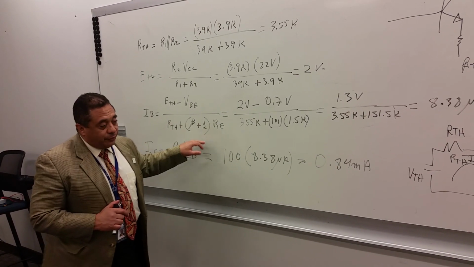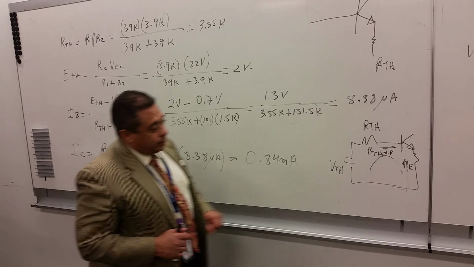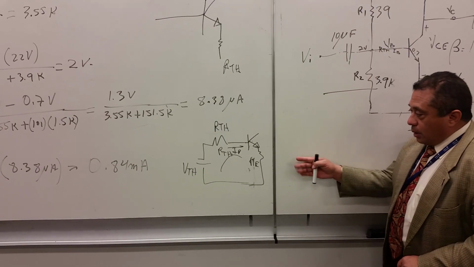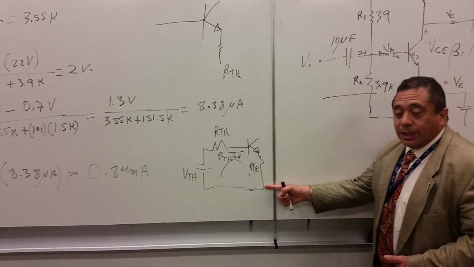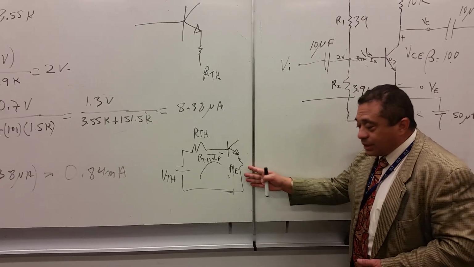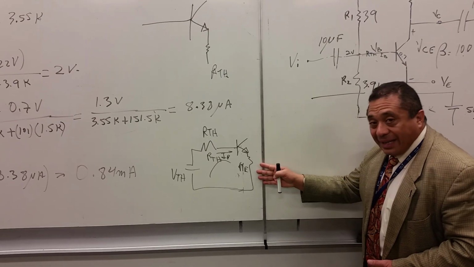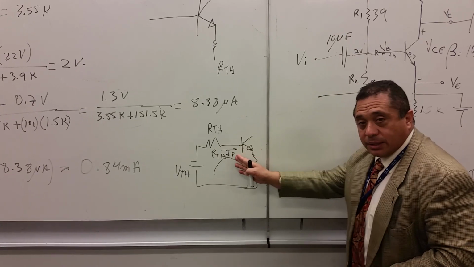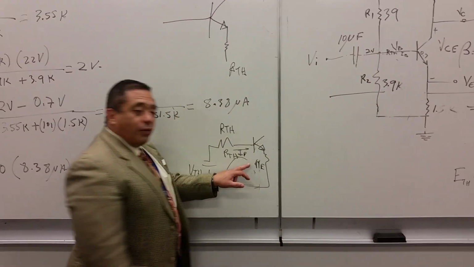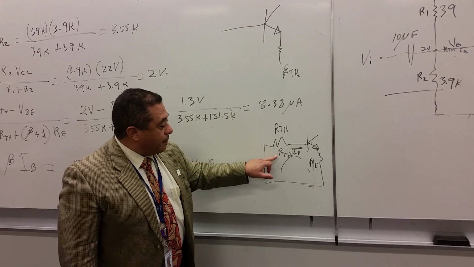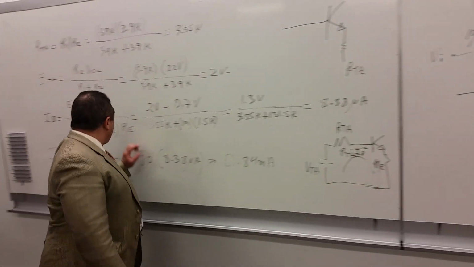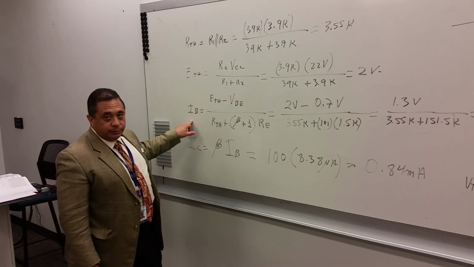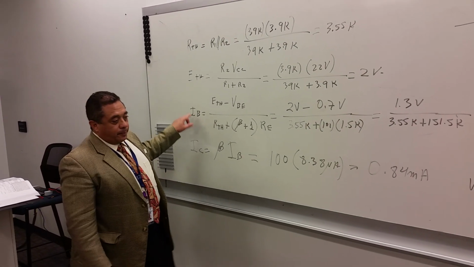If you look at the resistor from the emitter point of view, it's just the resistance of the emitter. But the resistance of the emitter is reflected back in the circuit of the base as RE multiplied by beta plus 1. This is of key importance to calculate IB.